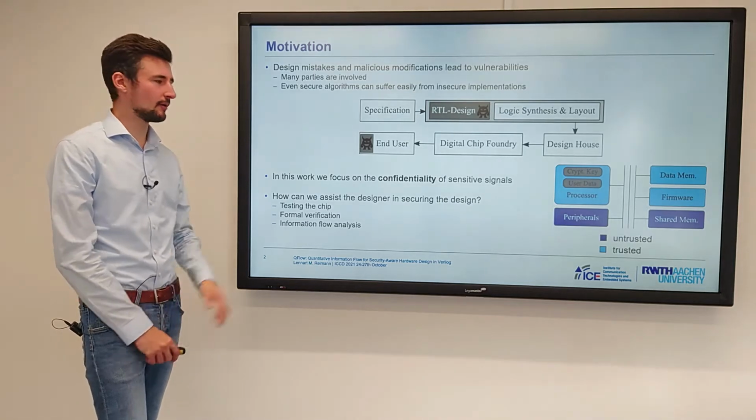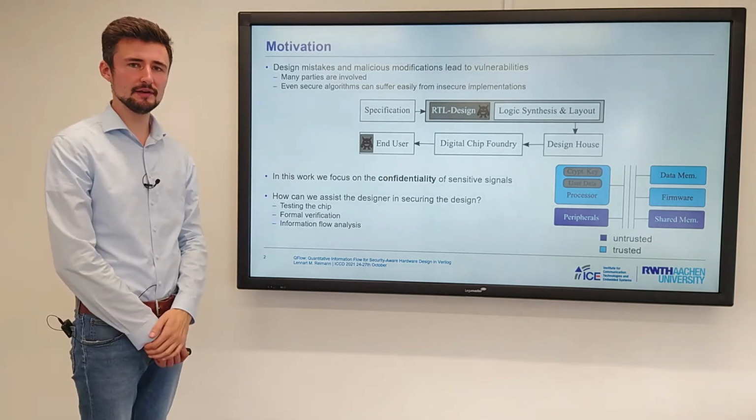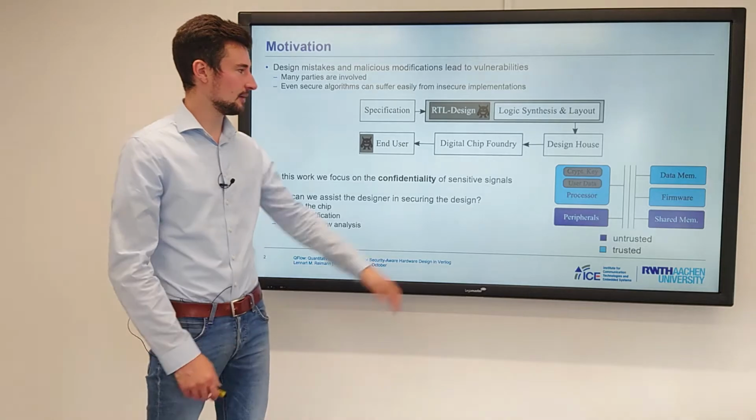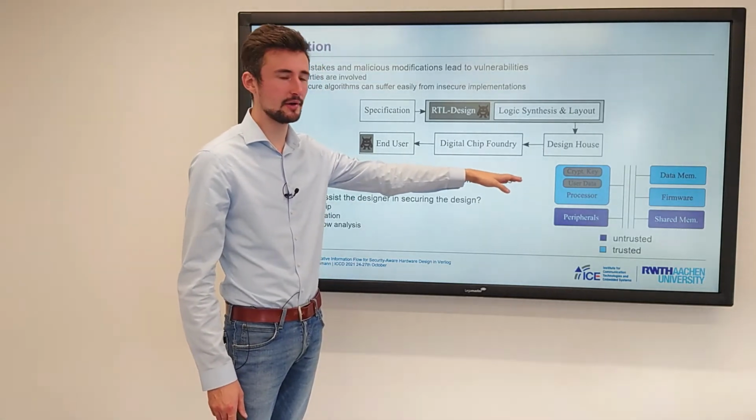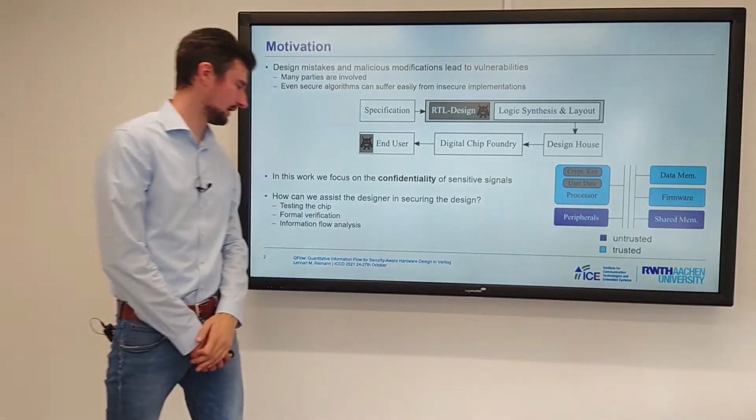So we will focus on the property of confidentiality of sensitive signals. For a more concrete example, this might mean that we would like to protect our cryptographic keys or user data in trusted components from being leaked to untrusted components.